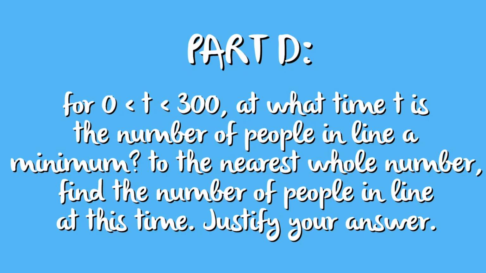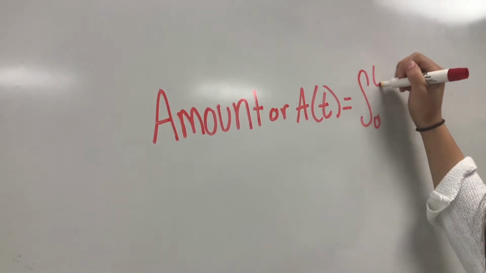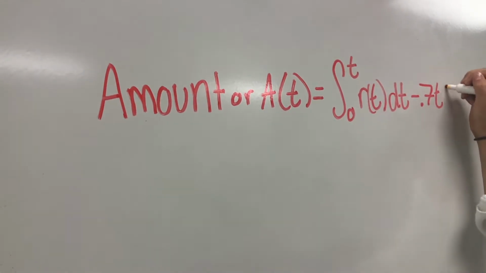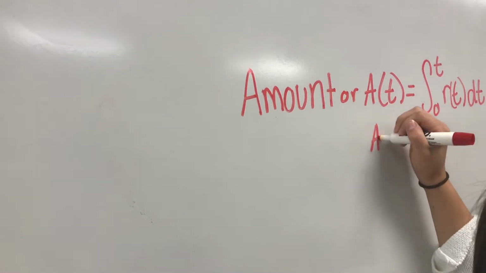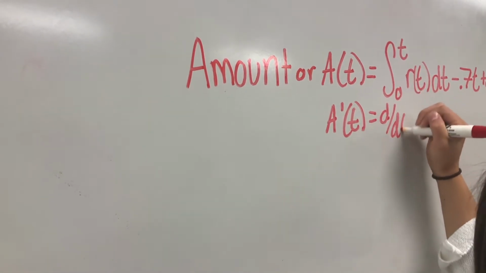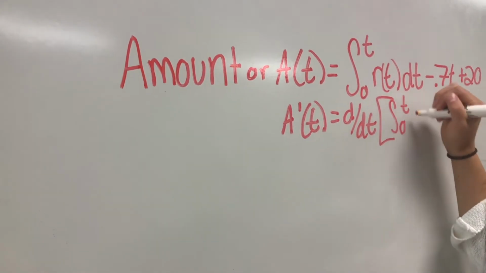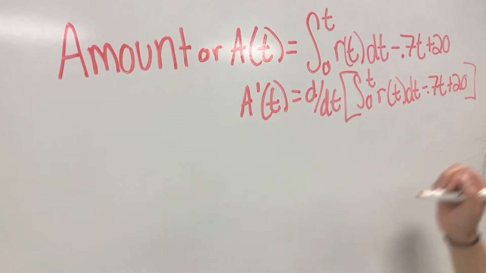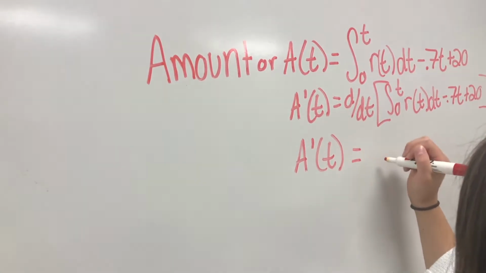For part D, for 0 less than or equal to t, which is less than or equal to 300, at what time t is the number of people in line a minimum? To the nearest whole number, find the number of people in line at this time. Justify your answer. To find the minimum number of people, you have to take the derivative of the amount of people. The amount of people is equal to the integral from 0 to t of r of t dt minus 0.7t, the rate out, plus 20, the initial. Therefore, the derivative of the amount, A prime of t, is equal to r of t minus 0.7.